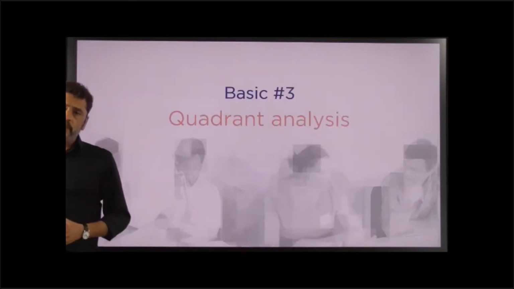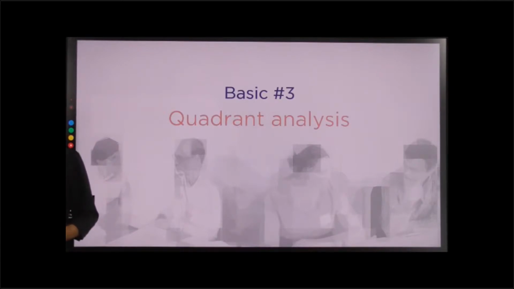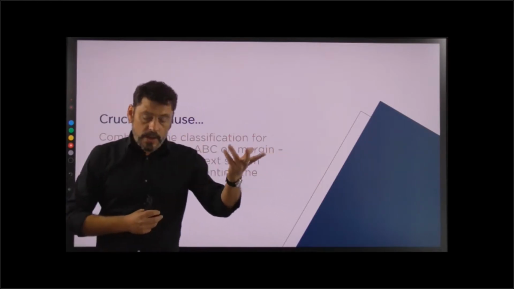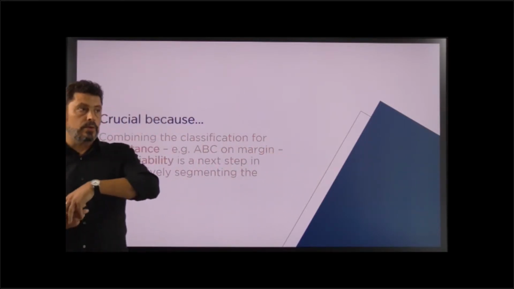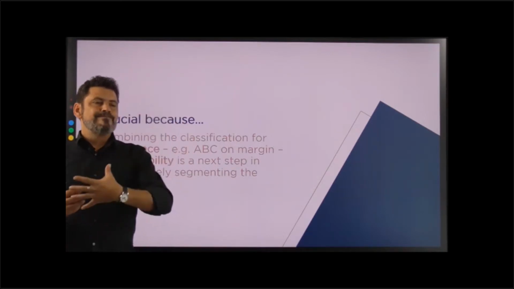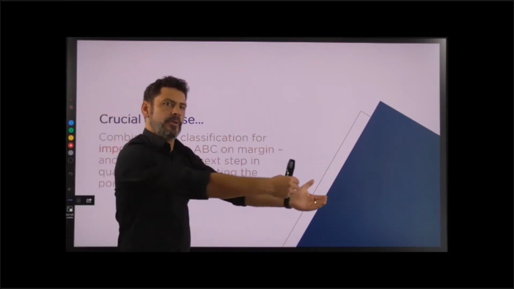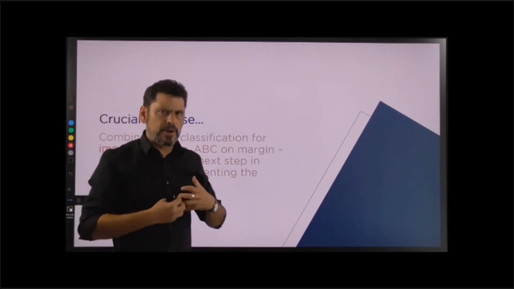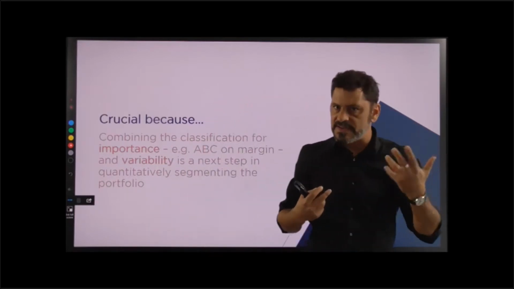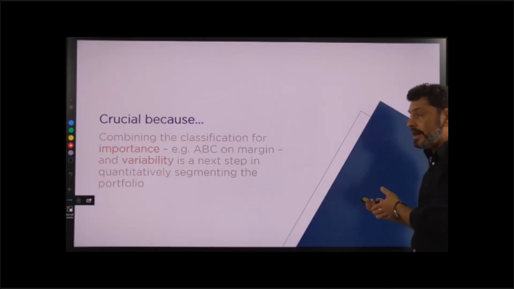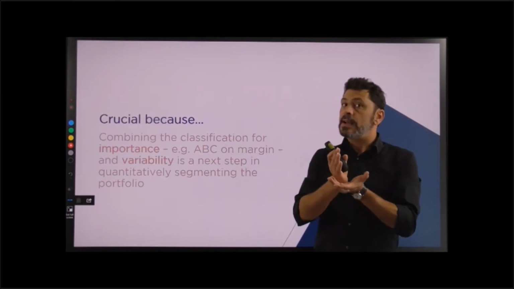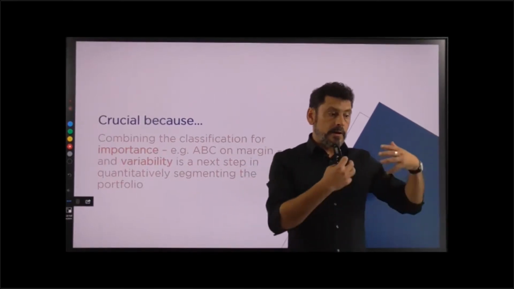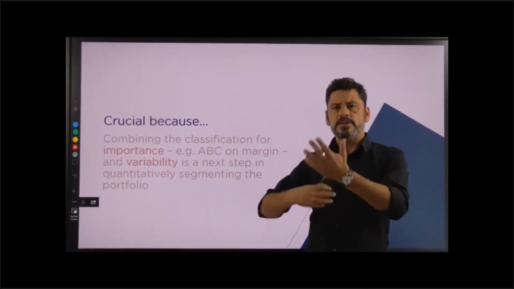Crucial basic number 3, quadrant analysis. What is it and why is it crucial? Well, we have seen in Pareto analysis that we could look at who is more important in my portfolio than someone else, or than something else. So what are the A products, what are the B products? It's actually a scale of importance. We can combine that with that variability that we just looked at. Maybe there are very important items that are very variable. Maybe there are other important items that are very stable, and so on and so on.